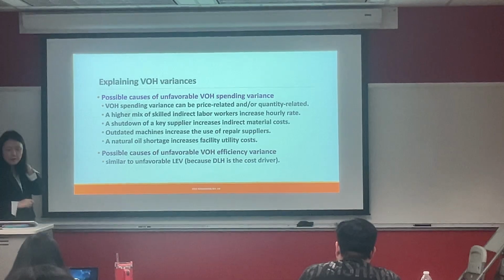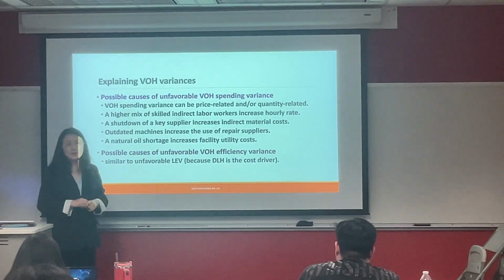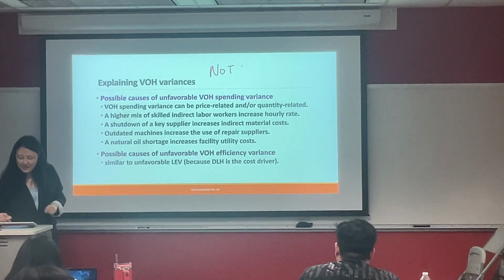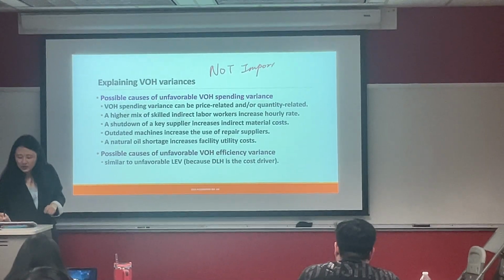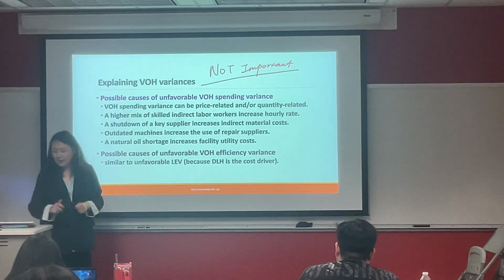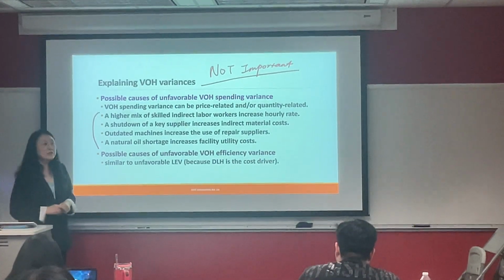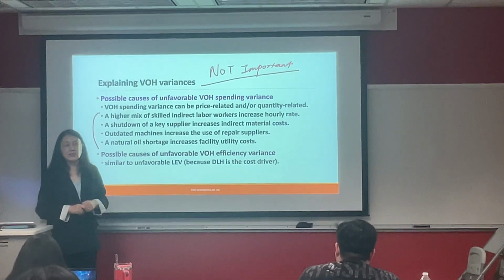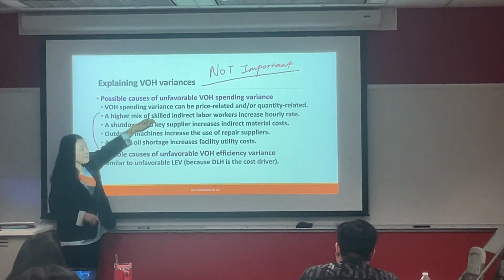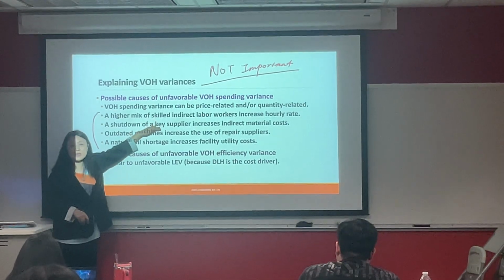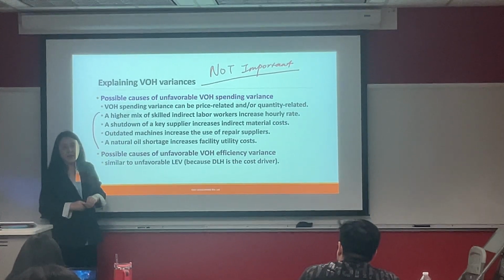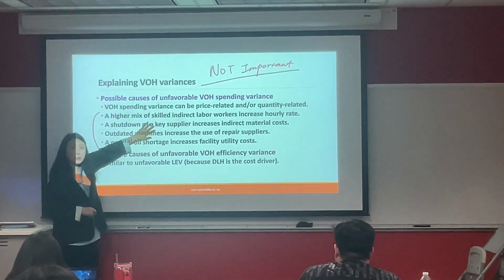All right, for variable overhead, I'm going to write this and then erase it. In general, this is not as important in terms of providing information. But regardless, you have to get some basic idea. So the variable overhead goes up. Why is that the case? Maybe indirect labor, maybe indirect material, the price went up. So you need to have the basic understanding. That part is important.